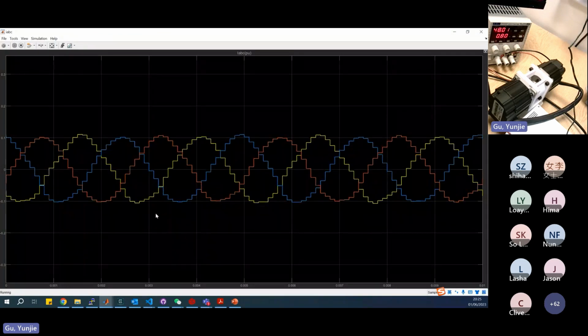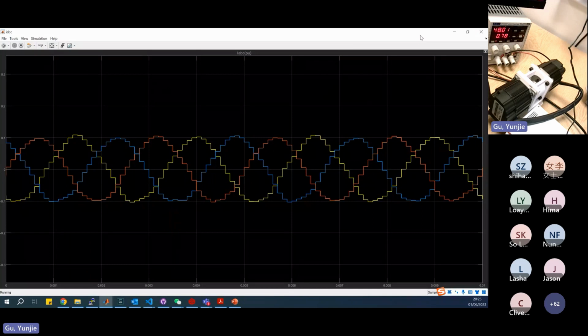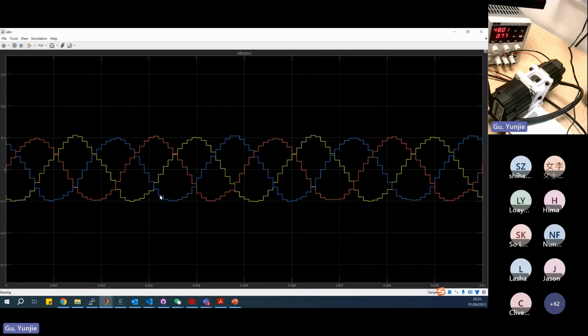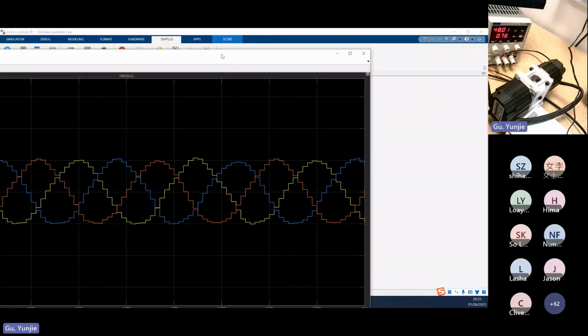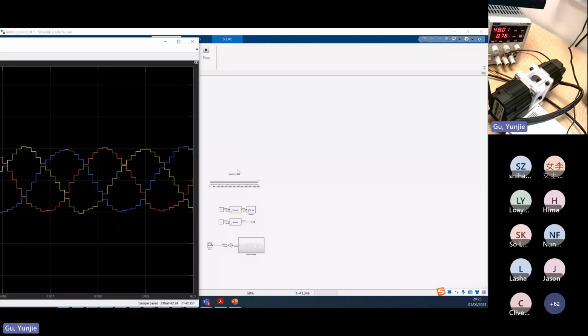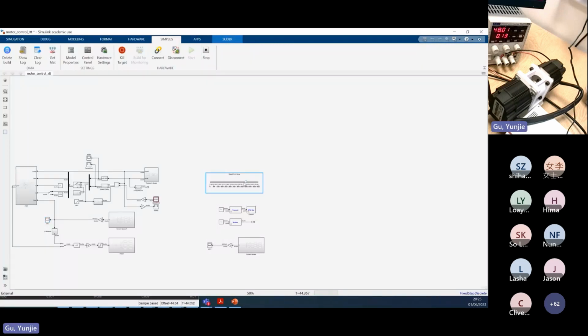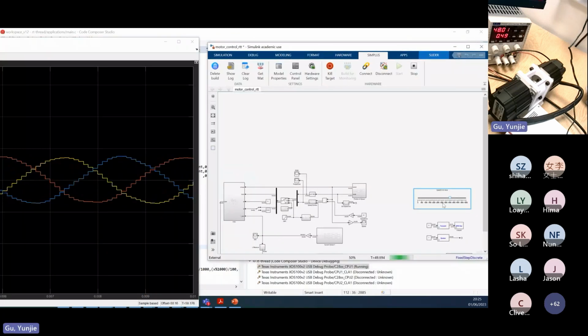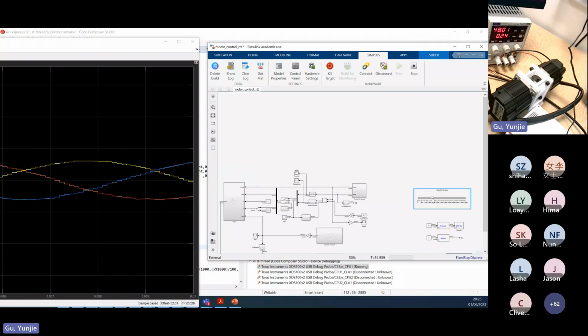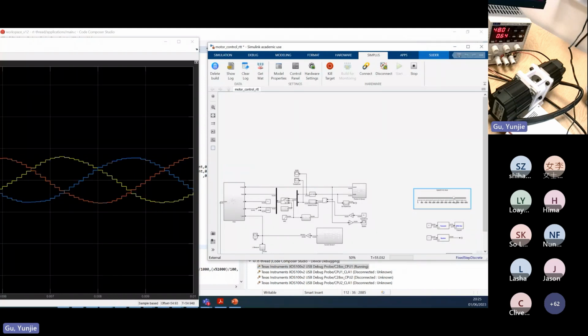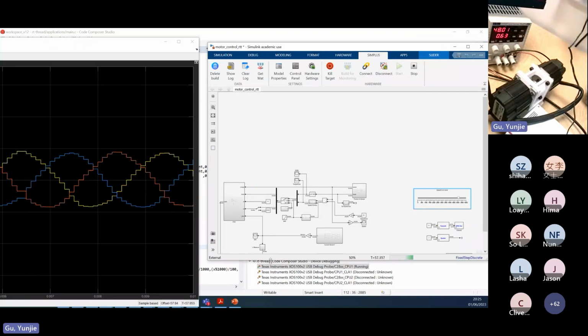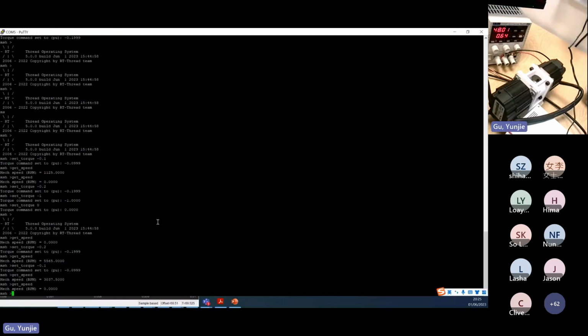For the motor control, the amplitude of the current is proportional to the torque, and the frequency of the current is proportional to the speed. If we reduce the speed, we can see that the frequency is actually reducing. And to increase the speed, the frequency increases. And we can change the torque. Set the torque to say 0.5.